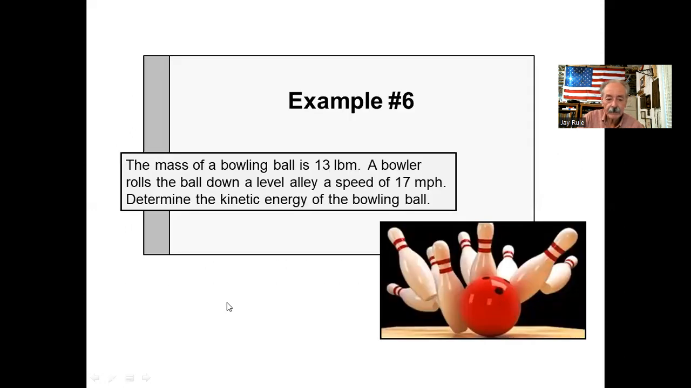Example 6. Now we've got a bowling ball that has a mass of 13 pounds mass. The velocity of the bowling ball is 17 miles per hour, mph. Determine the kinetic energy. Well, what are the units in English for energy going to be? I think the simplest form would be foot-pounds force. Force through a distance, foot-pounds force.